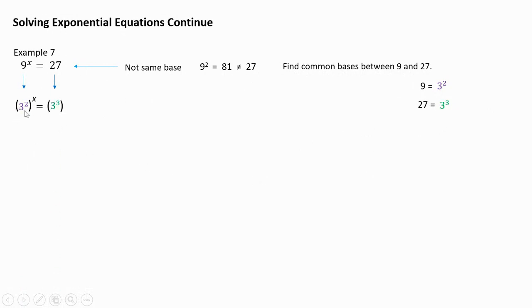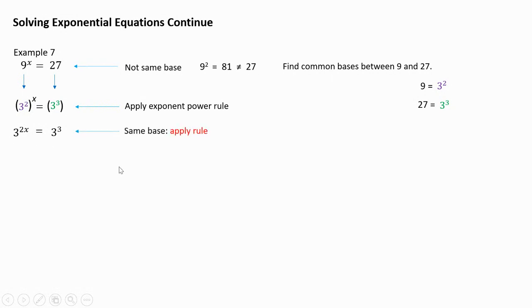Then these are not the same yet, right? They're not the same because the bases have to be just by themselves. So then we apply the exponential power rule. When you have a base raised to a power and then raised to another power, we multiply the powers. So it's going to be 3 to the 2x, and it's going to just be 3 to the 3rd power. Now we have the same base, which is a 3.